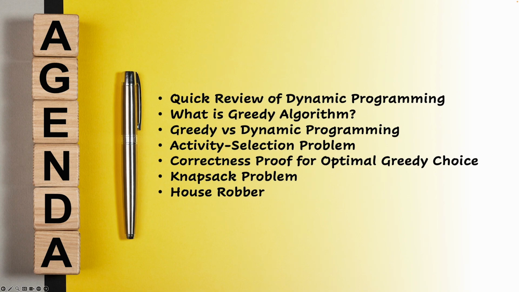To solidify our understanding, we will draw a clear distinction between greedy and dynamic programming. When should you opt for one over the other? But how do we know if our greedy algorithm is truly optimal? We will unveil this secret sauce, a correctness proof for the optimal greedy choice. Understanding this proof is key to building confidence in our greedy approach.